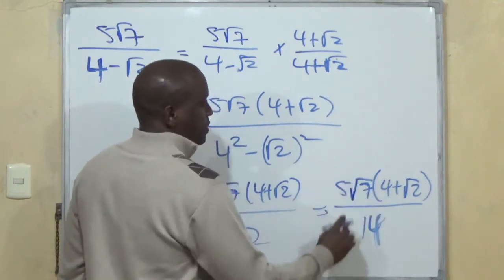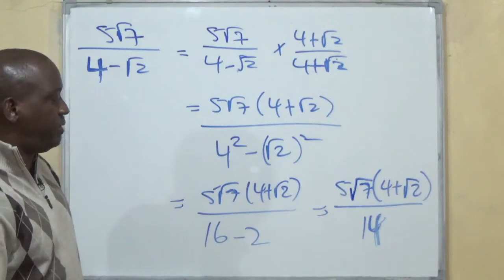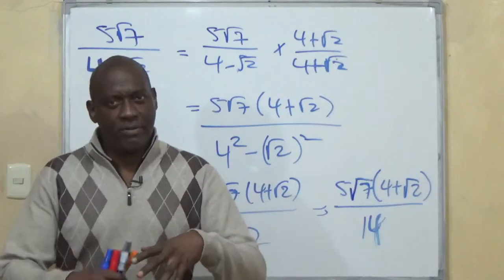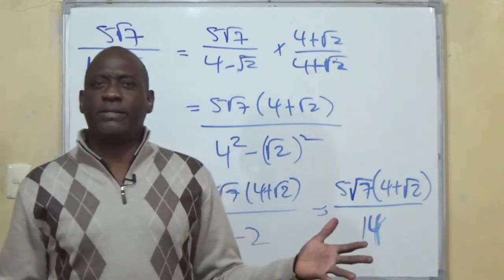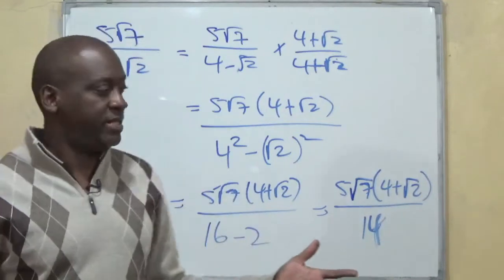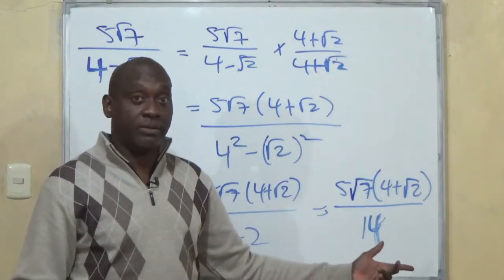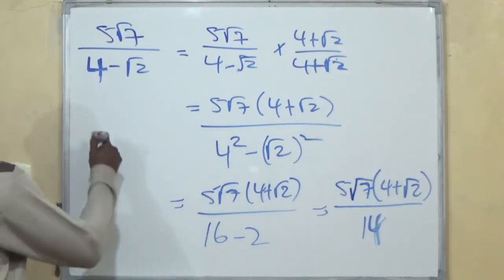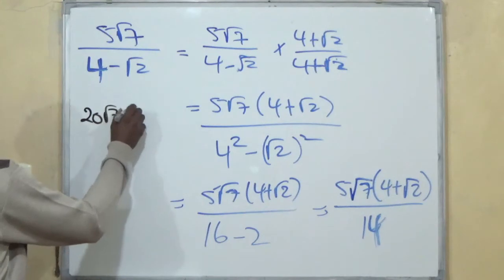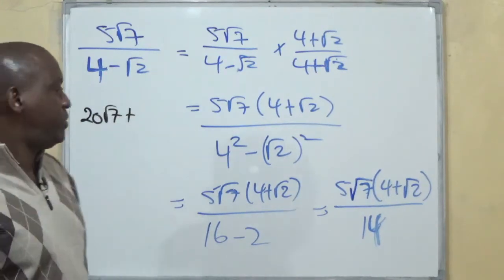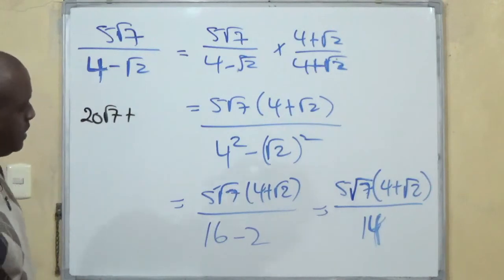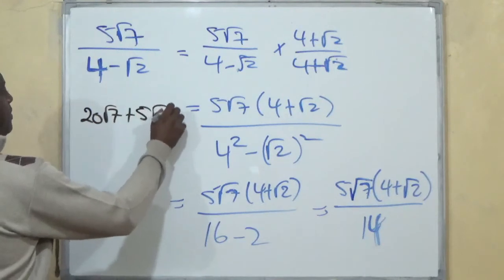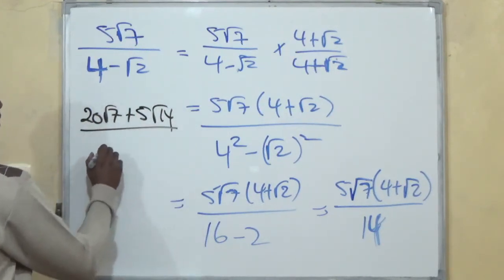So 5 root 7 into 4 plus root 2 all over 14. If you want, and I will do it only for the sake of demonstration, we could multiply it out. But there's a pretty good chance that you would not need to multiply that out. But let me do it just for now. So 5 root 7 by 4 is 20 root 7, plus root 7 by root 2 is root 14, that'll be 5 root 14, all over 14.